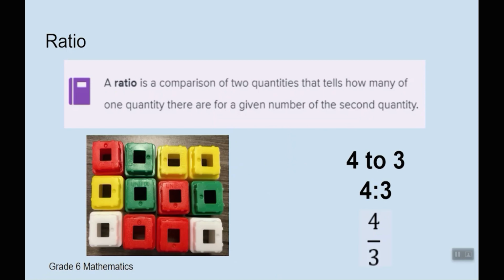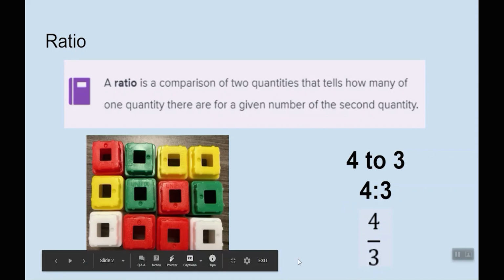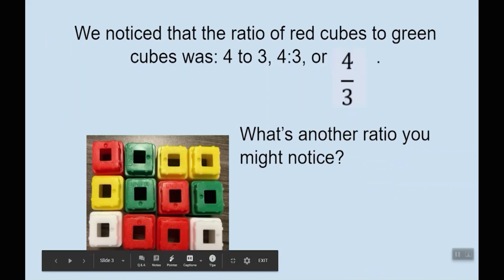I can write that ratio in three ways: with words, using a colon, or as a fraction. What's another relationship you notice? Take a moment to write it down.